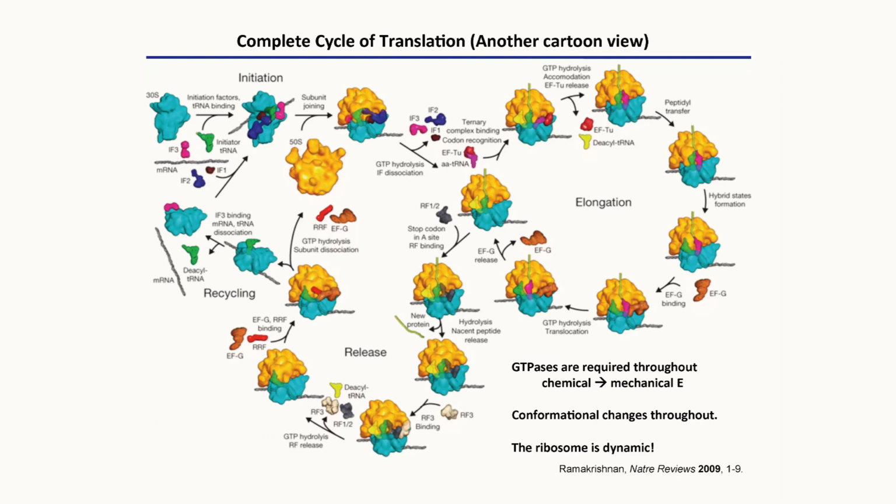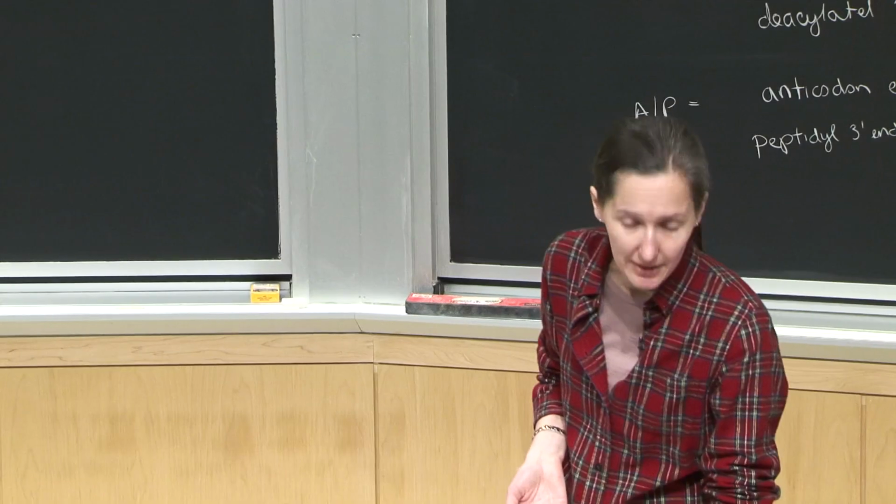Throughout this, we're seeing the action of GTPases. So the power of GTP hydrolysis is needed, conversion of chemical to mechanical energy. There's a lot of conformational change happening. The slides I've shown you don't do that justice, but it's something to think about and keep in mind, that this ribosome is amazingly dynamic.